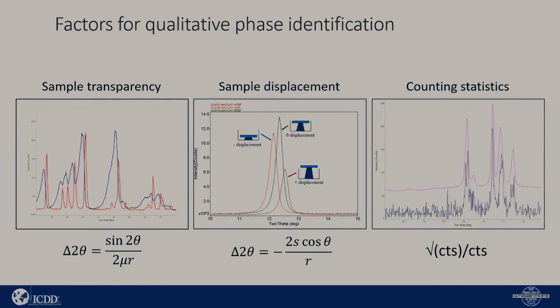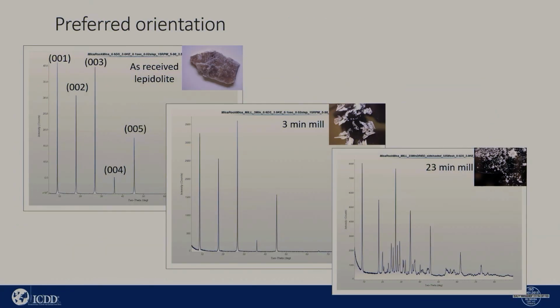And then finally, we heard a comment earlier about counting statistics. The issue at hand, of course, is that when you have low intensity peaks, can you really differentiate those from what's in your noise? And so you need to collect enough counts to be able to, in fact, get good counting statistics. All right. Other things, preferred orientation.